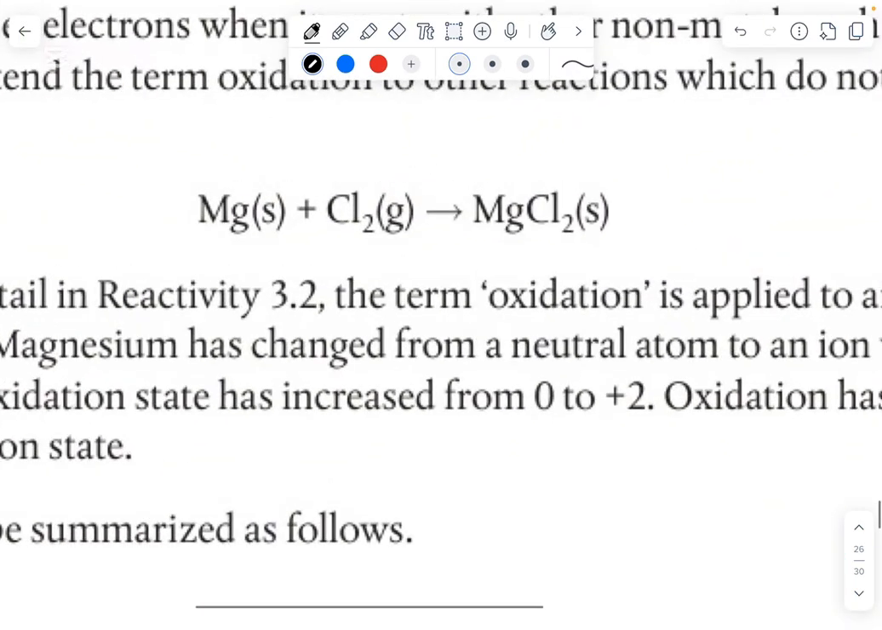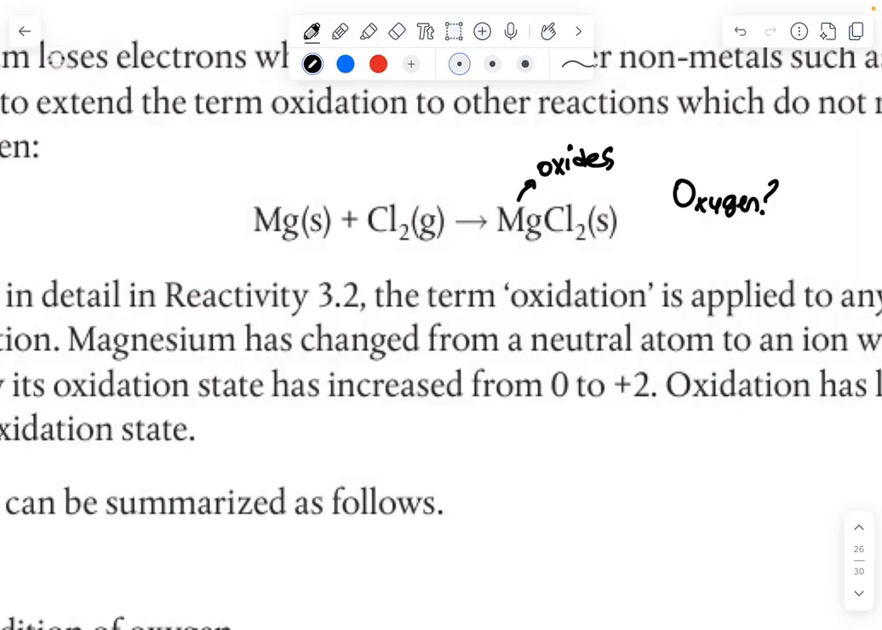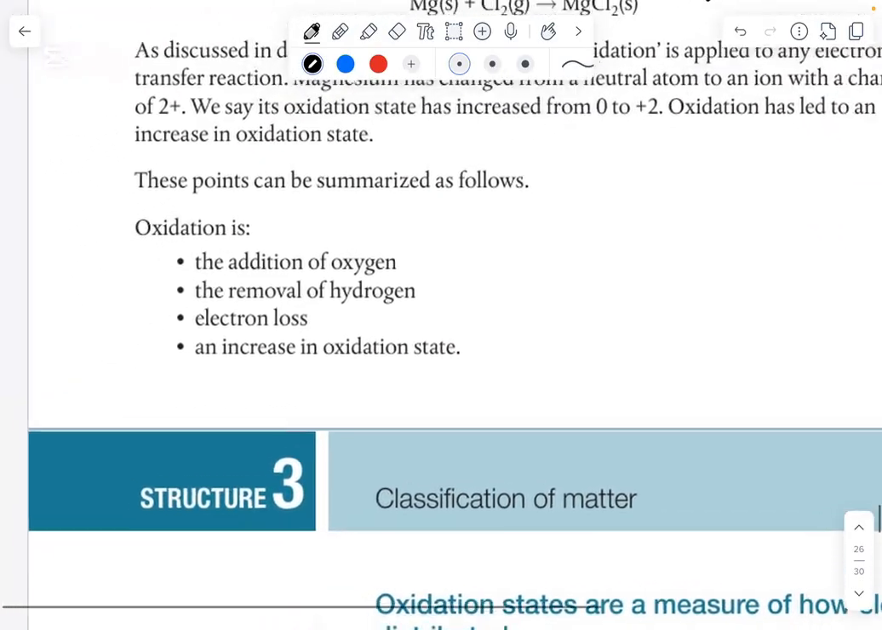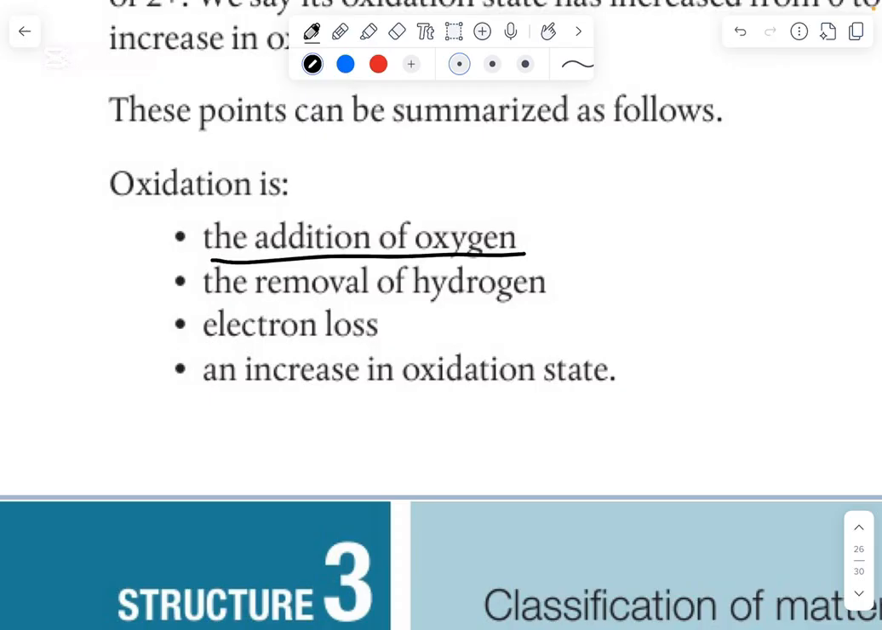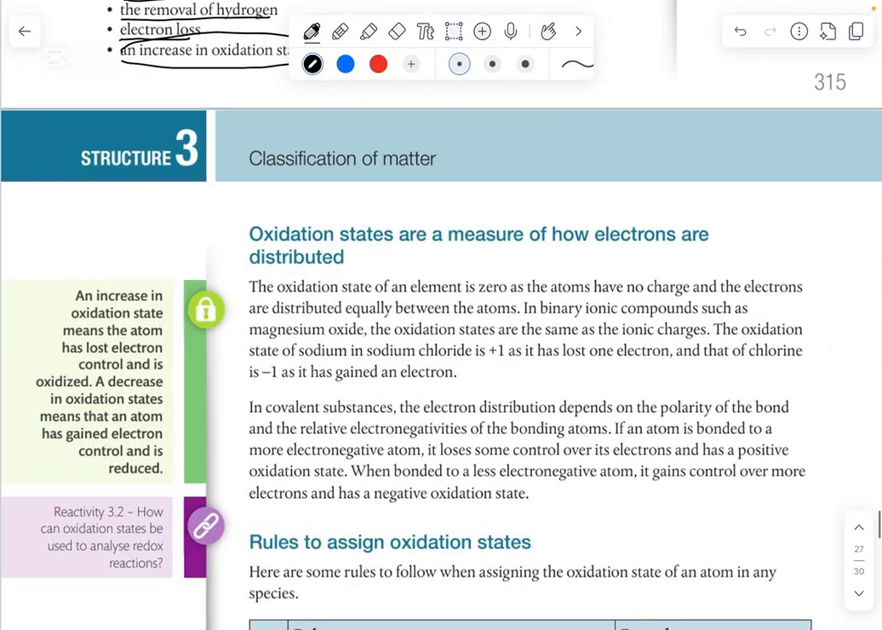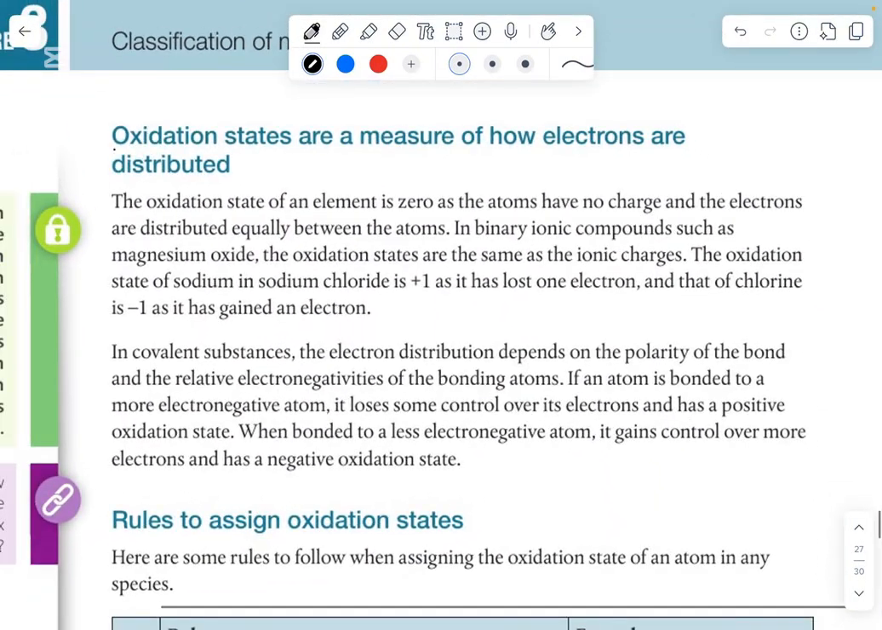As you can see from this example, magnesium over here is oxidized again, even though there's no oxygen. You can remember oxidation as the addition of oxygen, the removal of hydrogen, an electron loss, or an increase in oxidation state, which I think personally is the easiest to remember. Oxidation states are a measure of how electrons are distributed.